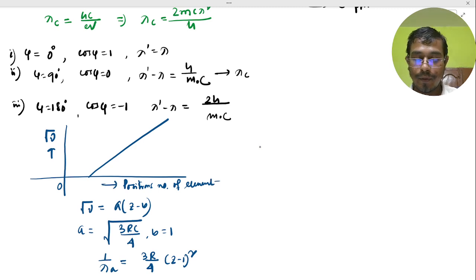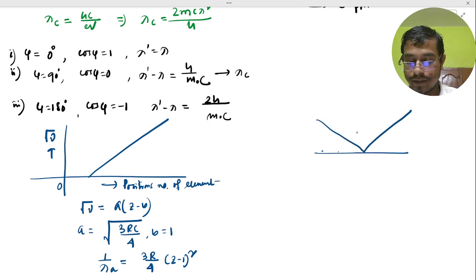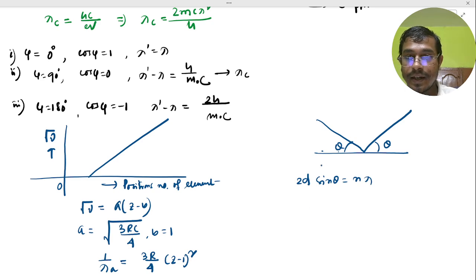And another important topic is Bragg's law. Bragg's law for crystals: this is theta and theta, 2d sin theta is equal to n lambda, where n is an integer and d is the distance here.